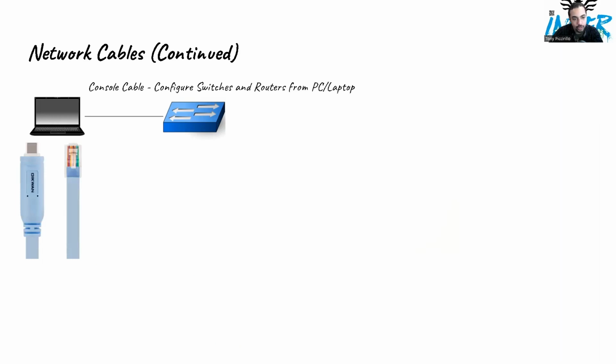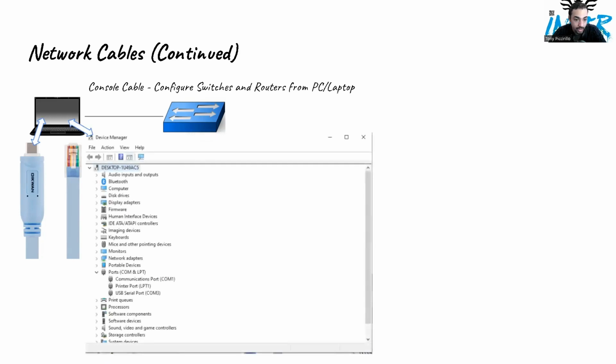Let's look at how exactly your laptop is able to connect to a switch or router. We know the USB side of the console cable connects to your laptop, and the RJ45 side connects to the console port on the router or switch. Once connected, we need to see the communication or COM port the cable is connected to on your laptop. That is why we need to open Device Manager on your laptop and see which COM port was assigned to the USB serial port. In this case, it's COM3.